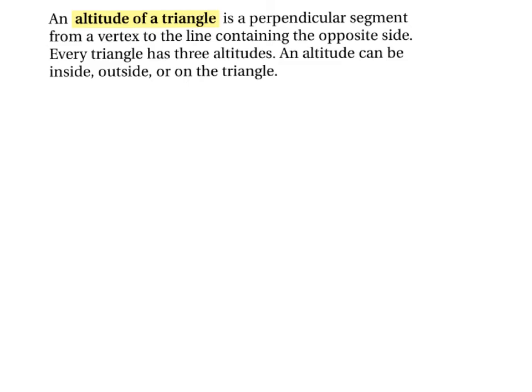The altitude of a triangle is a perpendicular segment from a vertex to a line containing the opposite side. But it's not a midpoint. It's just perpendicular to it. Every triangle has 3 altitudes, and an altitude can be inside, outside, or on the triangle.